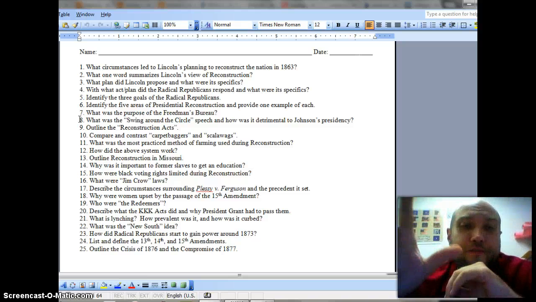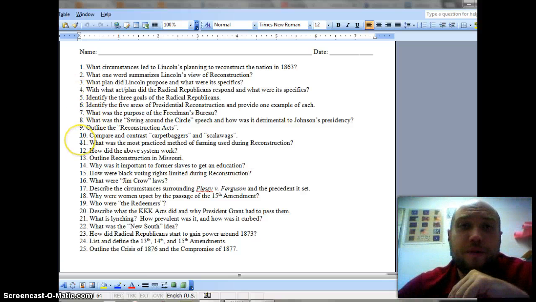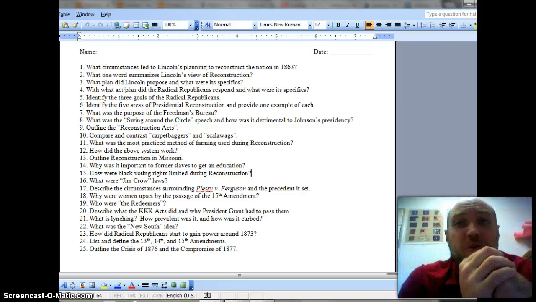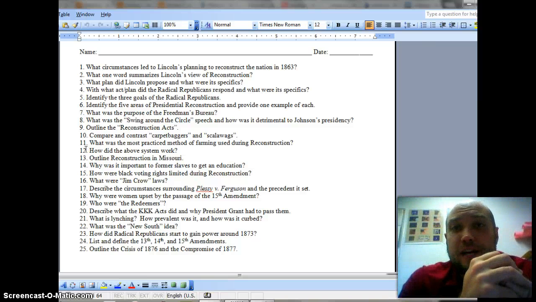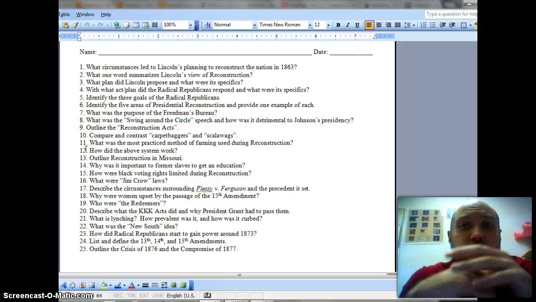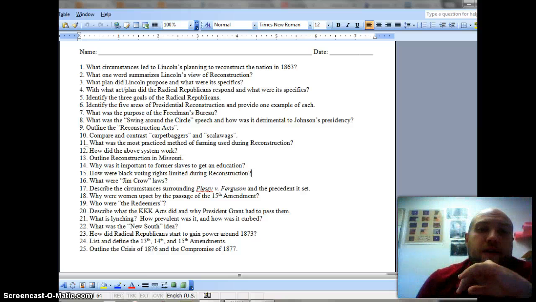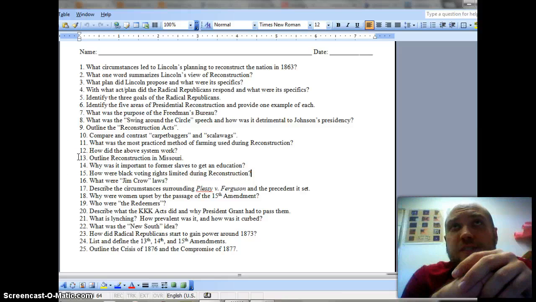All right, so 11, the most practiced method of farming used during Reconstruction, that's going to be sharecropping. And number 12, how did sharecropping work? It's rent, basically. You live on somebody's land and you pay them in crops. Whatever is left over, that's what you get to keep for consumption and to sell and make a little money yourself.